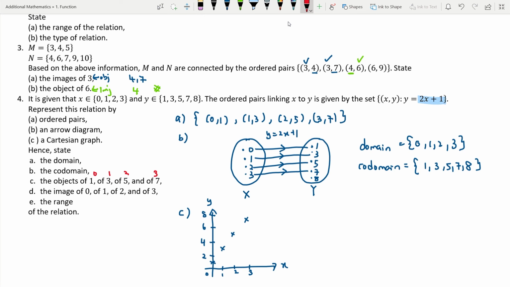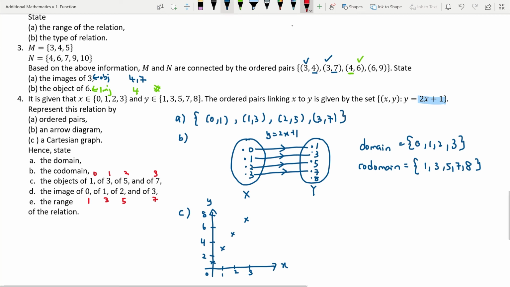For the next one, the images of 0, 1, 2, and 3. The 0, 1, 2, and 3, they are the objects. When the object is 0, the image is 1. When the object is 1, the image is 3. When the object is 2, the image is 5. When the object is 3, the image is 7.